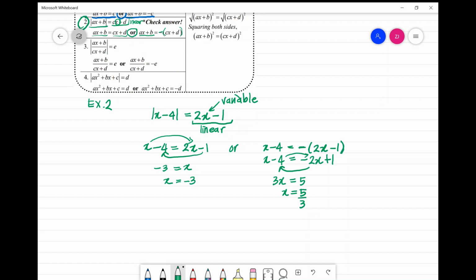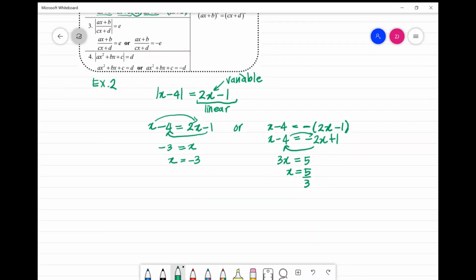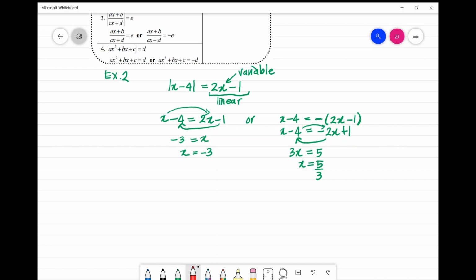But then, if you see, there is a reminder here: we have to check the answer. In order to check this answer, we are going to substitute into the equation, in order to see whether the value satisfies the equation or not. So we do this checking step.